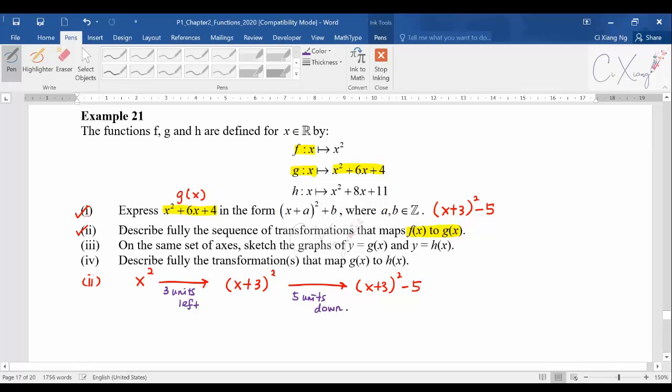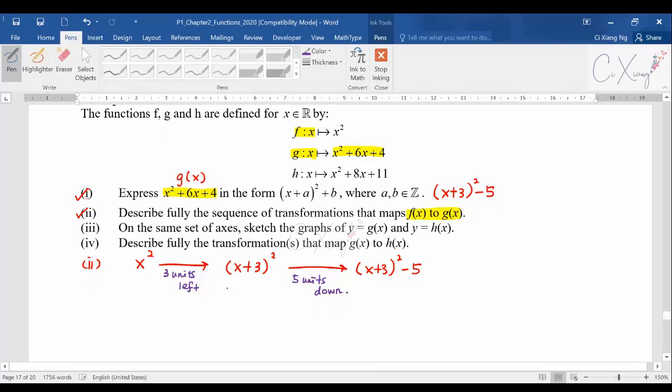They want you to describe fully, so that means you need to write it out in a proper way. This is just for your reference to roughly know how you apply the transformation to f(x) to become g(x). When you want to write the proper steps, you can write it like this: f(x) is translated, or shifted also can, 3 units to the left.